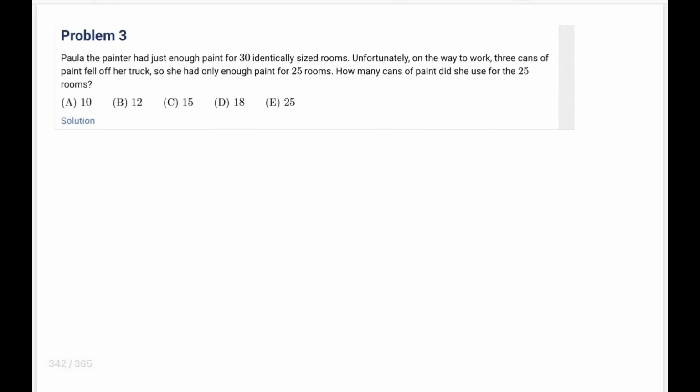Problem 3, Paula the painter had just enough paint for 30 identical-sized rooms. On the way to work, 3 cans of paint fell off her truck, so she had only enough paint for 25 rooms. Okay, so 3 cans falling off equals 5 rooms less, right? So 3 cans is 5 rooms. And then she used, for the 25 rooms, right? So 25 rooms must be multiplied by 5, right? So 15 cans. The answer is C.